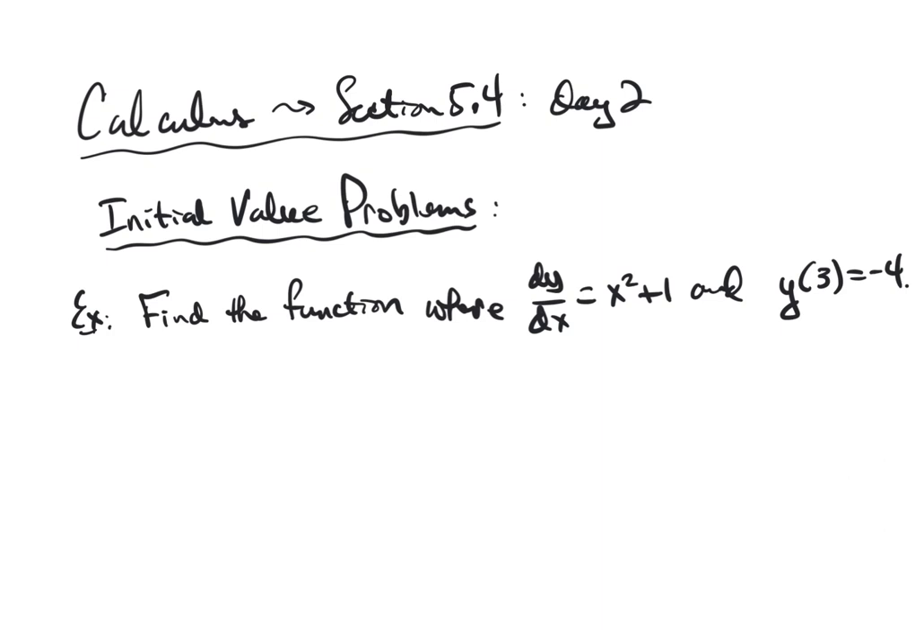Okay, continuing with section 5.4, one of the early problems we did when we started taking antiderivatives is we looked at some problems called initial value problems. So we're just going to revisit those quickly in the context of, instead of just antiderivatives, we can also think of it in terms of indefinite integrals. So here's an example. The problem asks us to find a function where dy/dx is equal to x squared plus 1 and y of 3 is equal to negative 4.